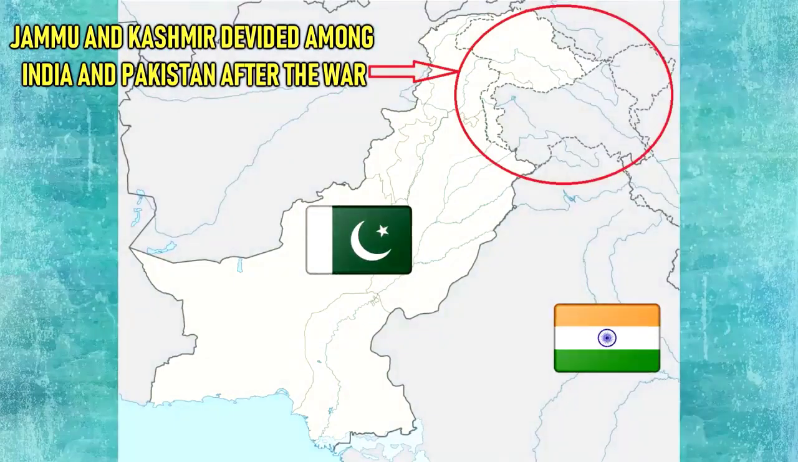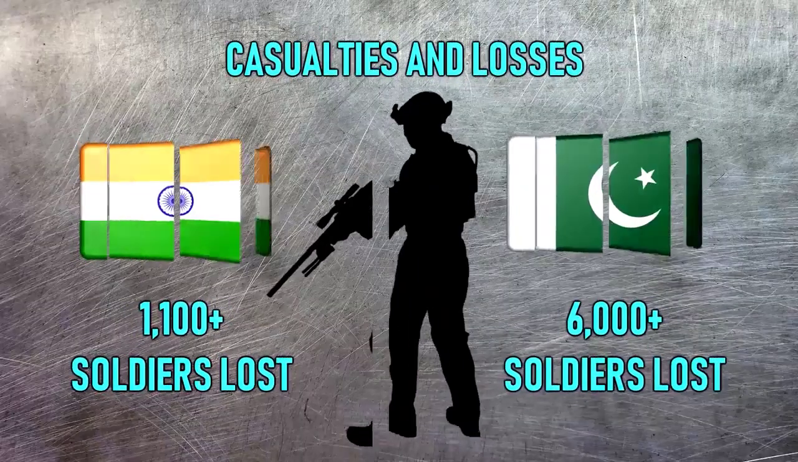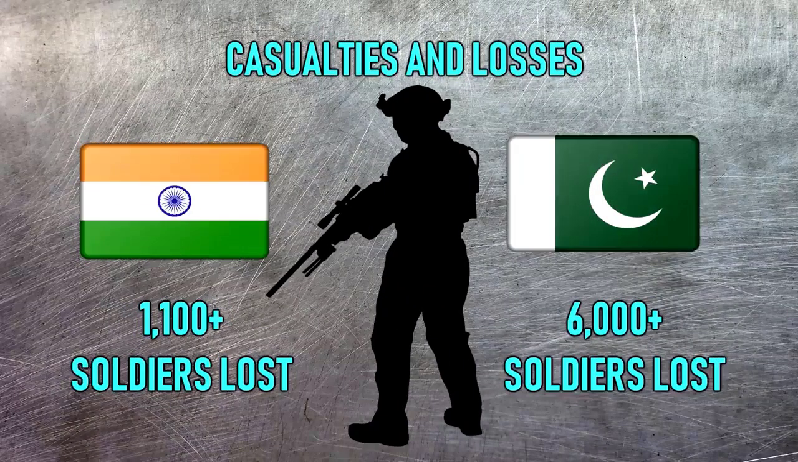Territorial changes. UN ceasefire line of 1949, later becomes line of control after the Simla Agreement of 1972. Pakistan controls roughly a third of Kashmir, whereas India controls the rest: Kashmir Valley, Jammu and Ladakh. Casualties and losses. India, 1,100 plus soldiers killed. Pakistan, 6,000 plus soldiers killed.